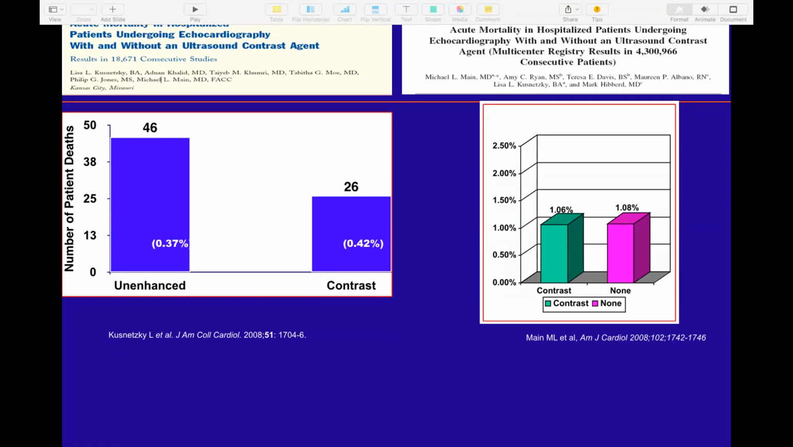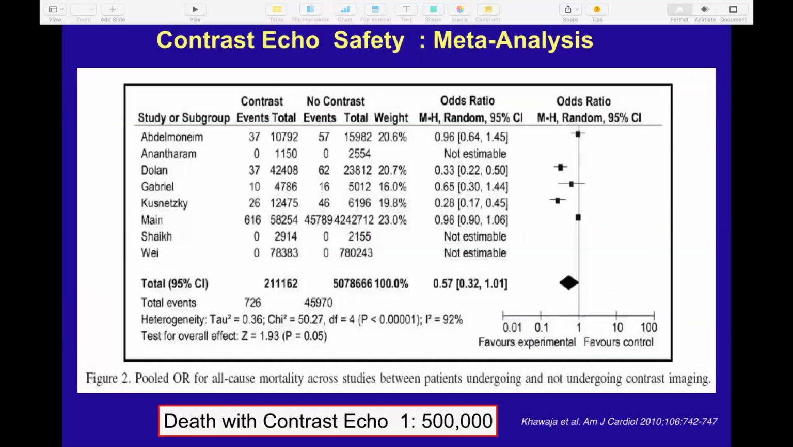So, very large studies, close to 19,000, and here close to 4 million studies, showing no difference. The long story short is this led to the boxed warning being removed. So there's really no more mandated monitoring, only precautionary notes given. So it's important to know that contrast is safe to use. And the meta-analysis using all studies clearly showed that there were no significant problems with the use of contrast.